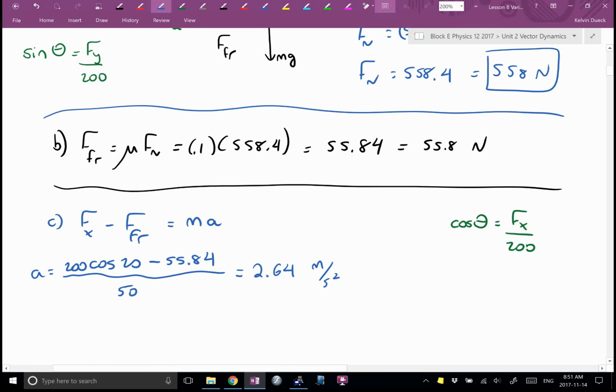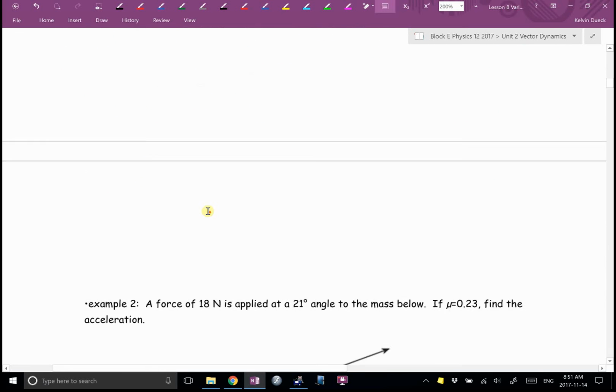Now that you have the acceleration, supposing I told you that we started at rest, could you figure out a V final if I gave you a time, or a distance if I gave you a final velocity? All that stuff is back in play as well. So this is the lawnmower question, and really, it's only two possibilities. You're either pushing down at an angle, or pulling up at an angle. I think the next one is pulling up at an angle.